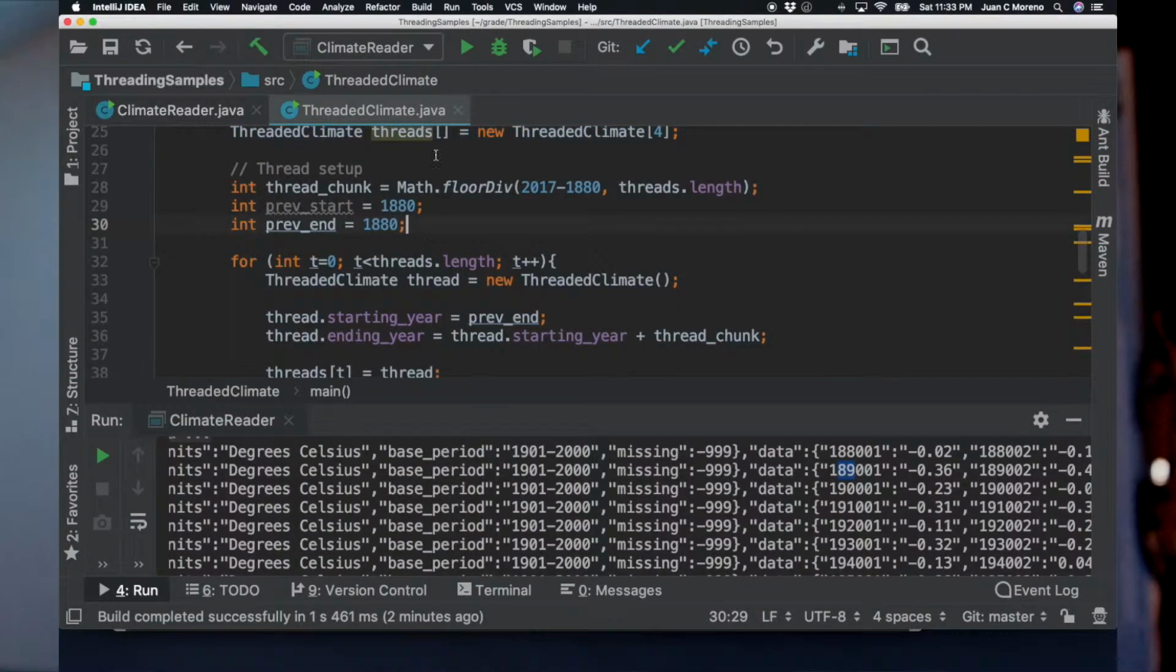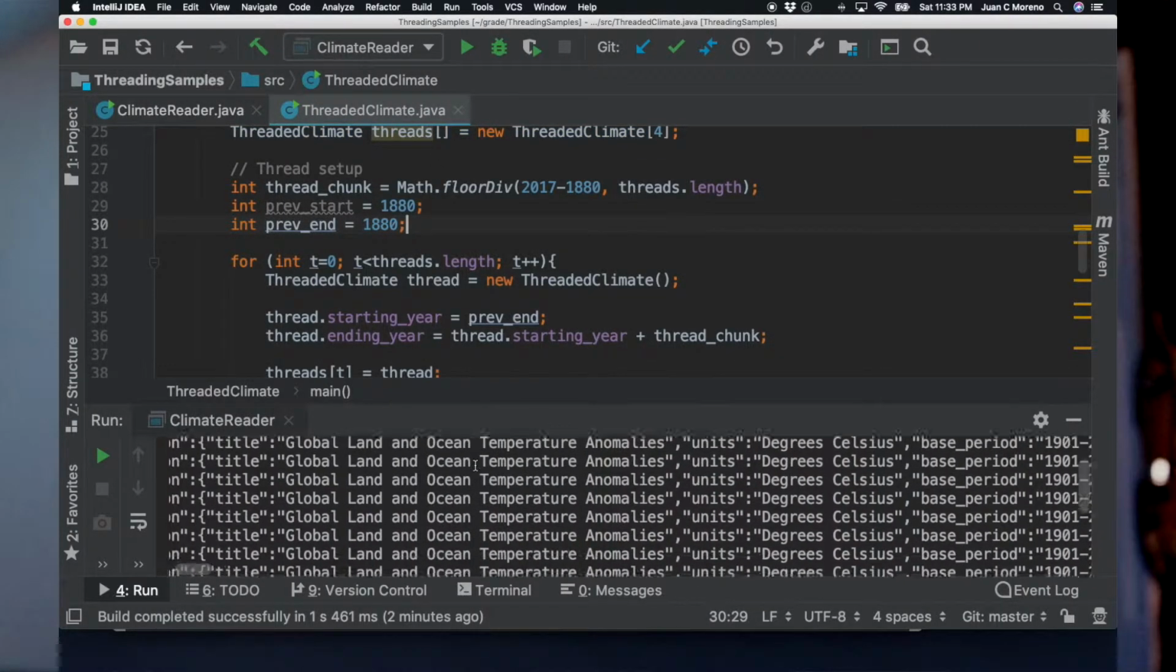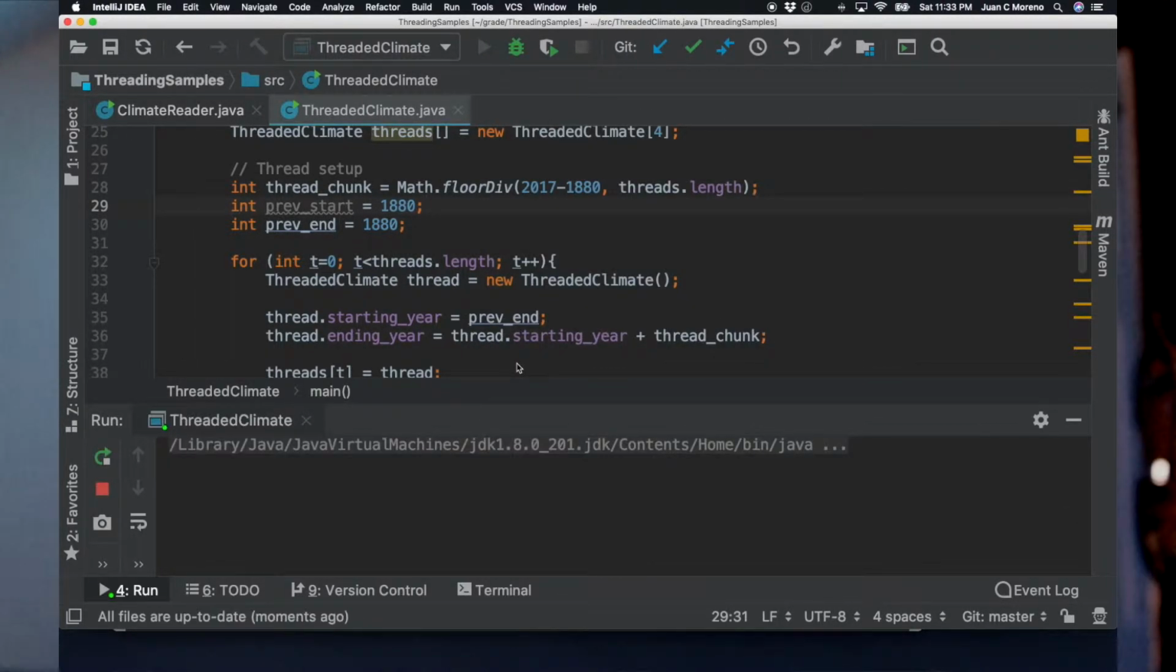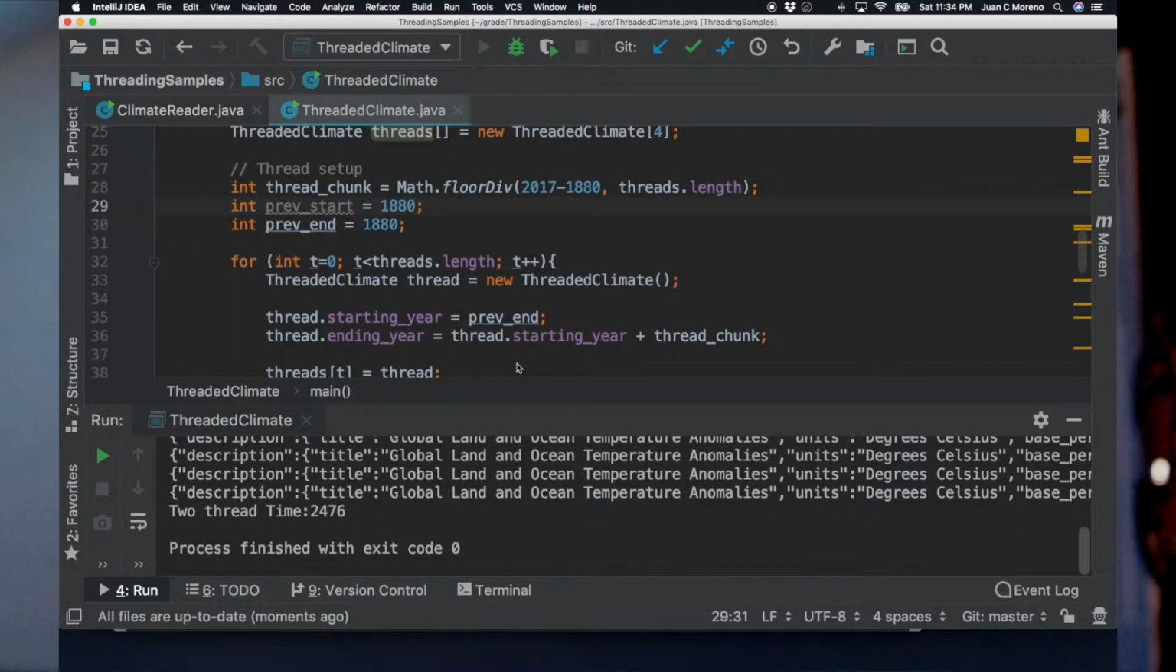The other one was 6 seconds, and here it says almost 6 seconds. If we run this one, which is essentially using the same climate reader code, it did it in almost 2.5 seconds. So it's a dramatic improvement just to do the same job.